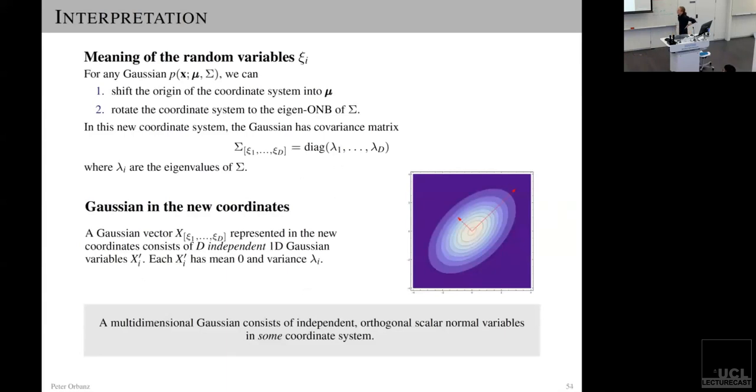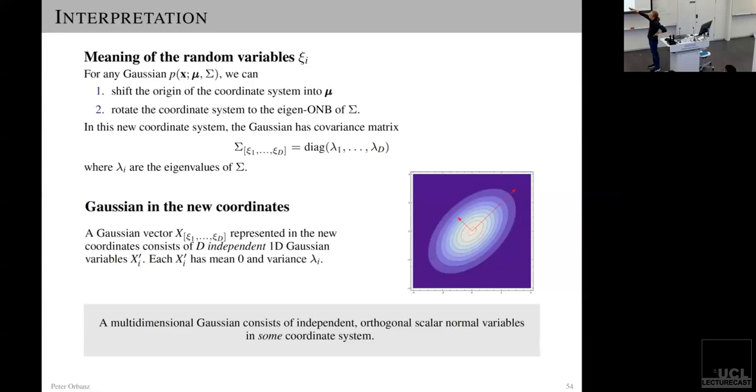Okay. So what is the meaning of these directions? For any Gaussian distribution, we can first take our coordinate system and shift the origin into the mean, right? So then we have a zero mean Gaussian. Okay, so let's say we have done that.